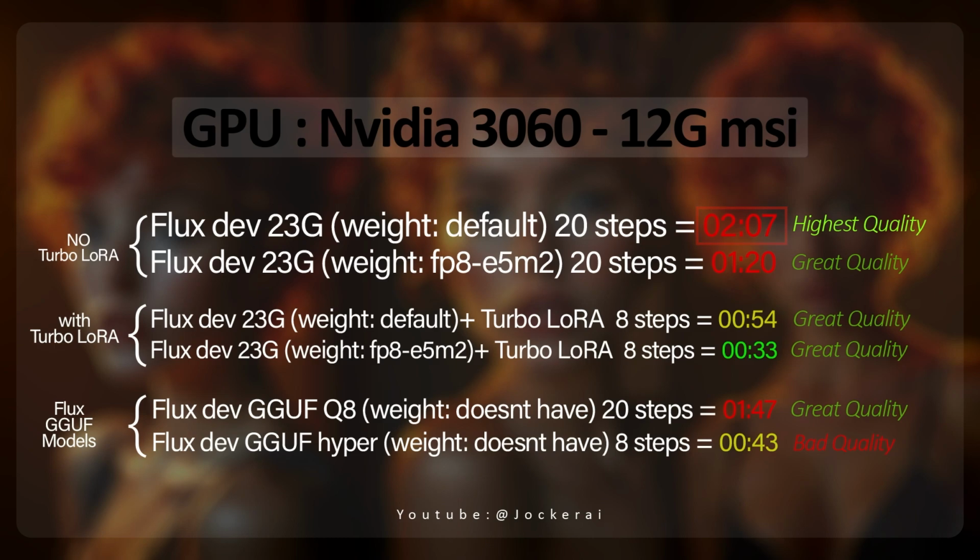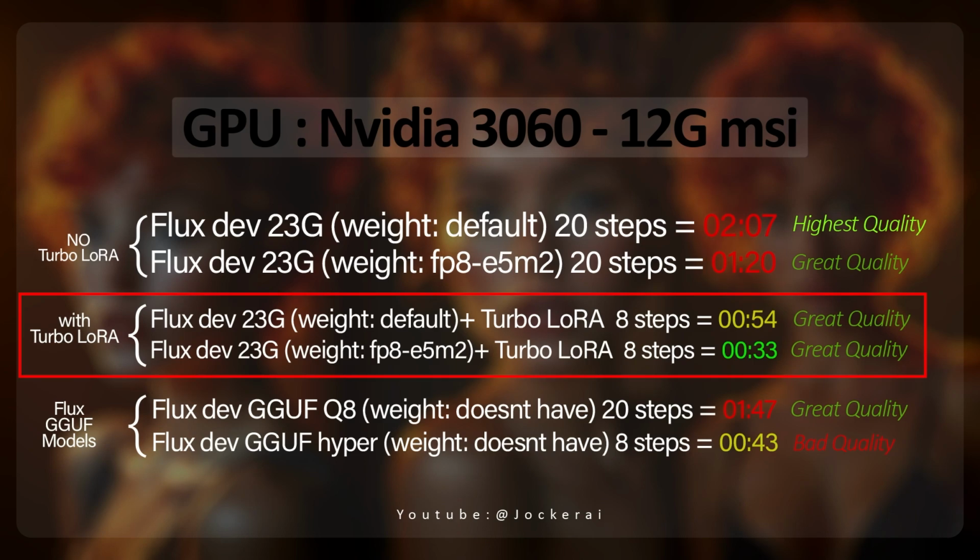The second option is still Flux 23 GB, which is the main Flux model, but we set the weight type to FP8 E5M2, 20 steps without Lora. This took 1 minute and 20 seconds to generate the image, which is faster than the default option.